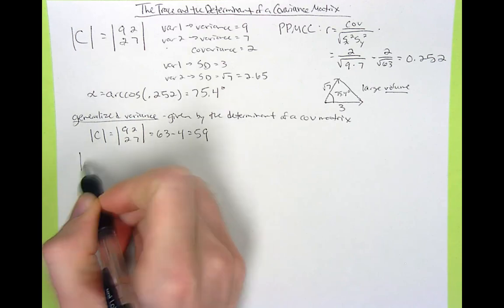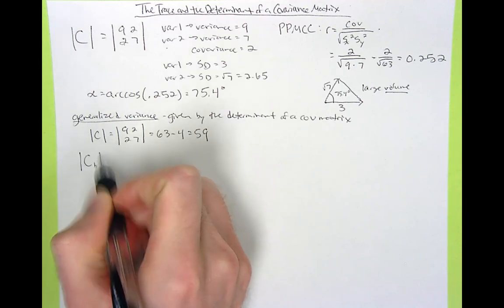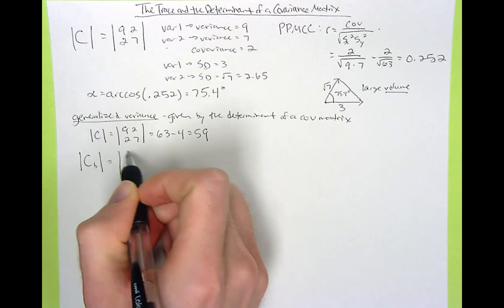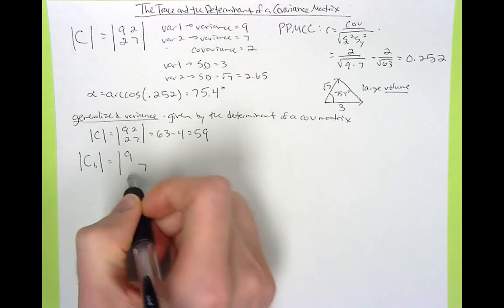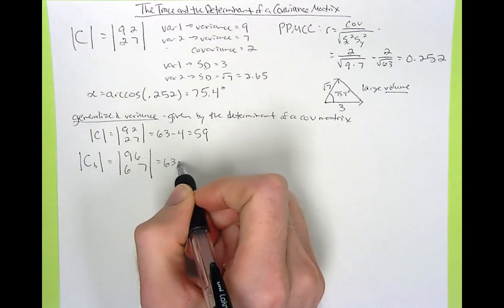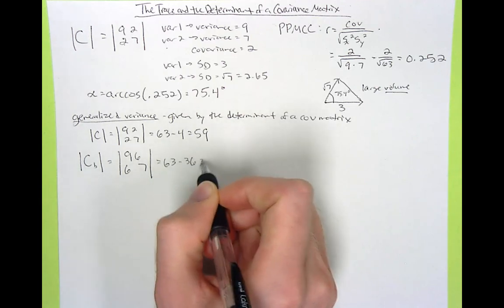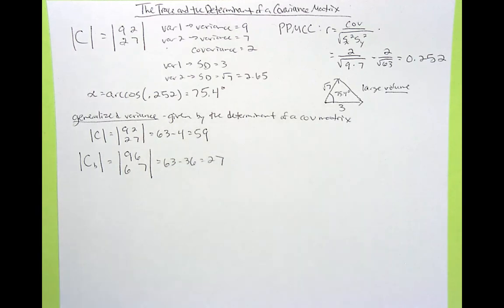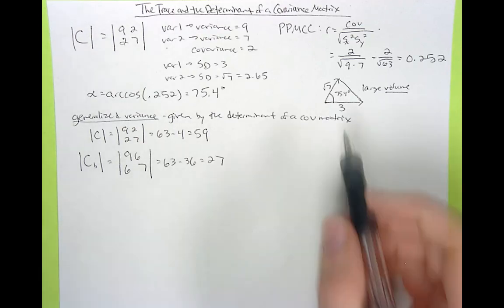So let's say we had C, we'll call it sub B, and this equals the same variances, but the covariance we'll say is 6 this time. So we can find the determinant to be 63 minus 36, which is 27, which is the generalized variance. When the covariance is large, it indicates that the two variables are redundant with one another, so they're overlapping. Thus, the volume, or the generalized variance, will be low.